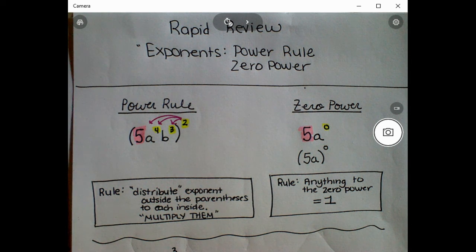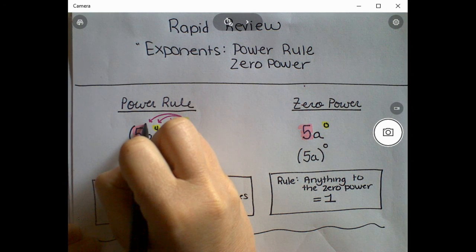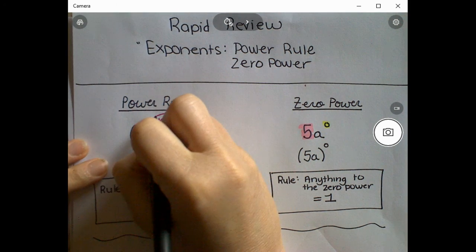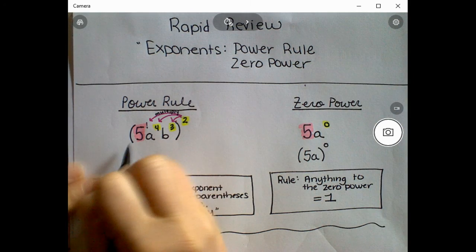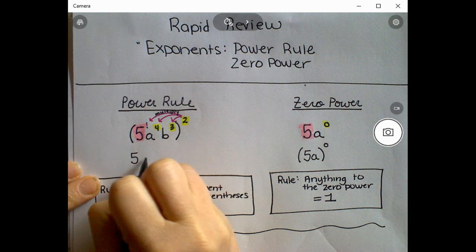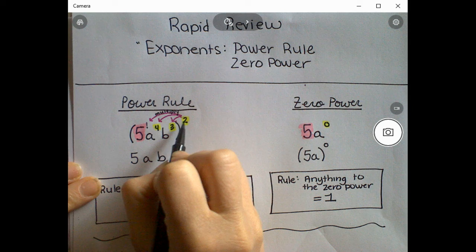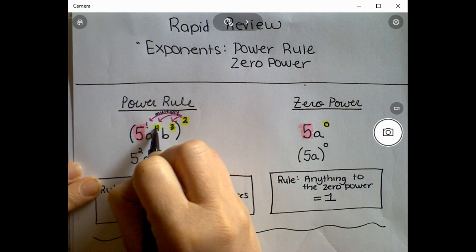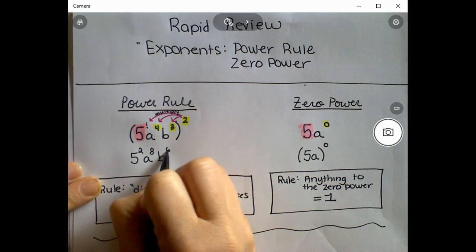variables in the problem. The key thing to remember is that this 5 actually has an exponent. It has an implied 1. All right? As you distribute, what we do when we're distributing is multiply. So what you're multiplying are the exponents. We're still going to have a 5, an A, and a B, but we're going to multiply the exponent. 2 times 1 is 2. 2 times 4 is 8. 2 times 3 is 6.